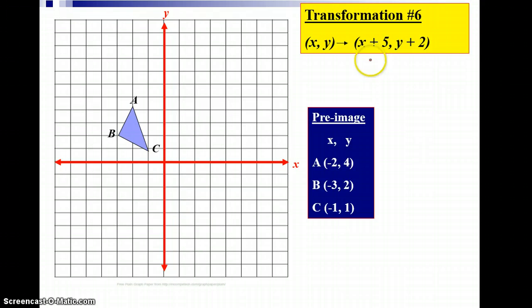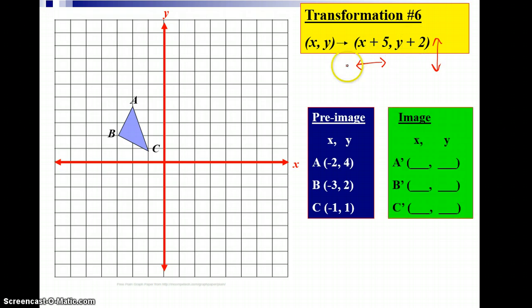Transformation 6. Again, we're changing both of our axes. My x's will be adding 5, so think about which direction that's going to go. And my y's will be adding 2. So think about your arrow. Which direction will you be going? Up straight, maybe to the northwest, just the west, maybe southwest, just south, southeast, east, or northeast.